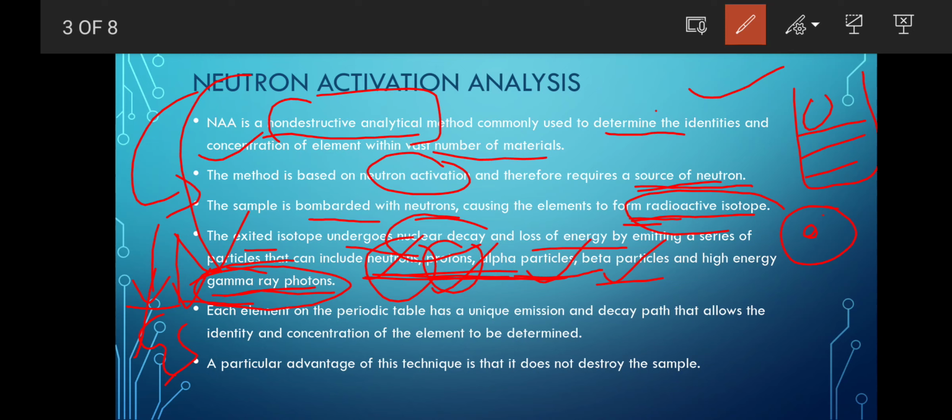Each element on the periodic table has a unique emission and decay path. The periodic table lists all the elements according to their chemical properties, right? And also different types of properties. This emission and decay path is recorded and identified, and the identification and concentration of that particular element can be determined.